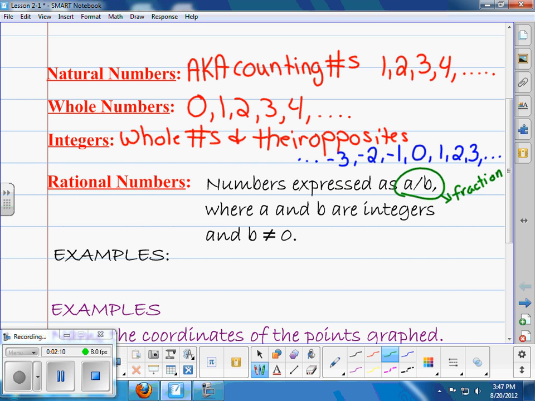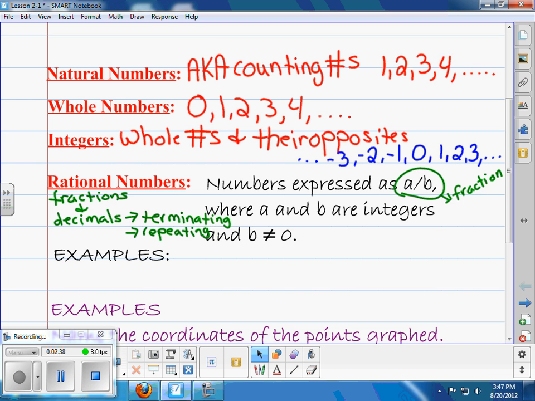Plus, we throw in other normal fractions and decimals. But the decimals have to be specific. They have to either be terminating decimals or repeating decimals. So rational numbers are natural numbers, whole numbers, integers, fractions, and decimals that are either terminating or repeating decimals.